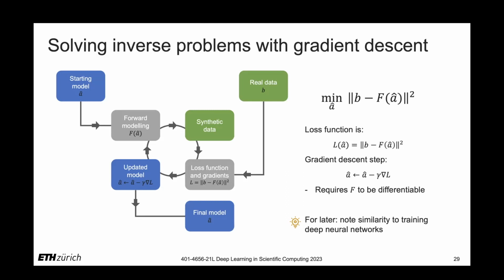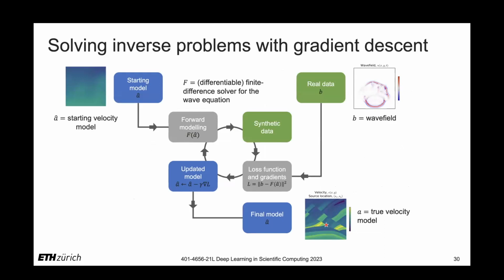Okay, so how would we do this with the wavefield example that I was talking about? So we would have some example of the wavefield here. Say that this is what we've observed. And then we would start with a velocity model that we would just say, okay, it's maybe a constant value or a very smoothly varying field. And we really want to discover what the actual true velocity model of the Earth is here. And so we would just run forward simulation of the velocity model, match it to the data, and then update.